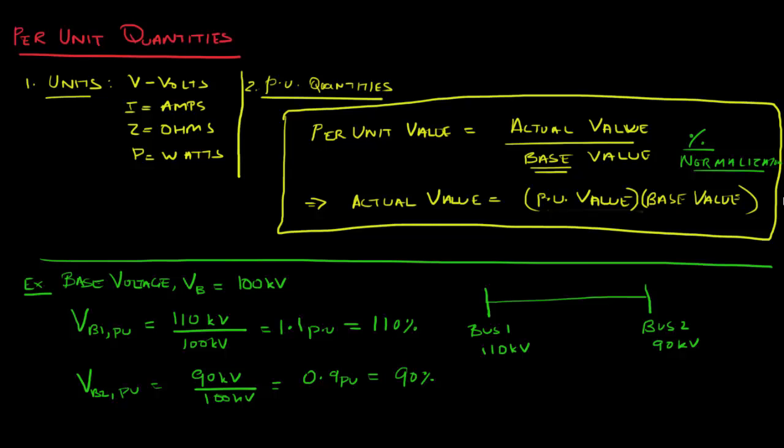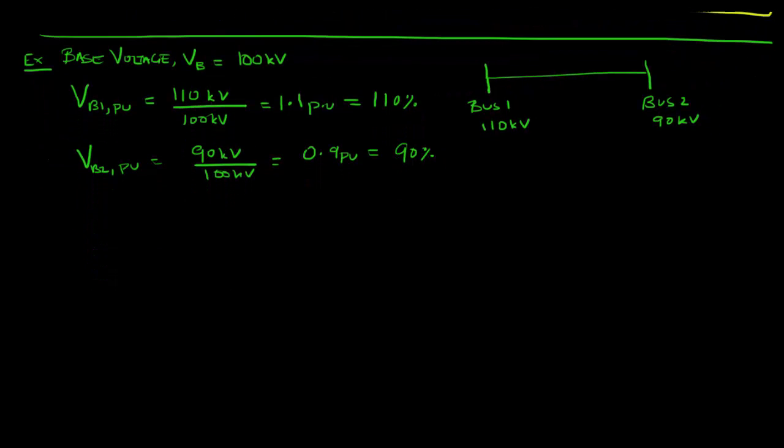So that is relatively simple and straightforward, I hope, and it's easy for you to understand that if you're given the actual value, you define a base value for your system, and then you calculate your per unit value from that base value. And that's all there is actually really to per unit quantities.